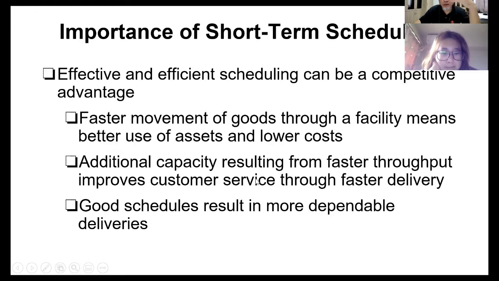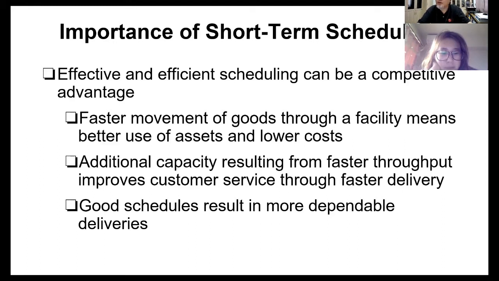And additional capacity, efficient resources will actually give faster throughput. Throughput means how much you produce and go out of the factory. You don't want your process time to be too long. Okay. And good schedules result in more dependable deliveries. Okay, so that's why we need effective and efficient scheduling.